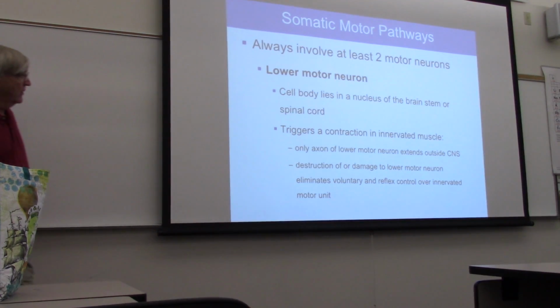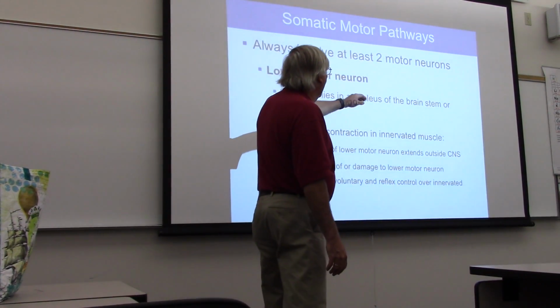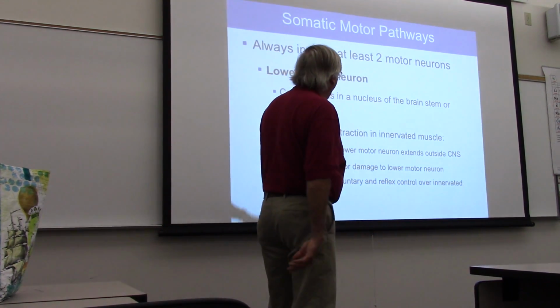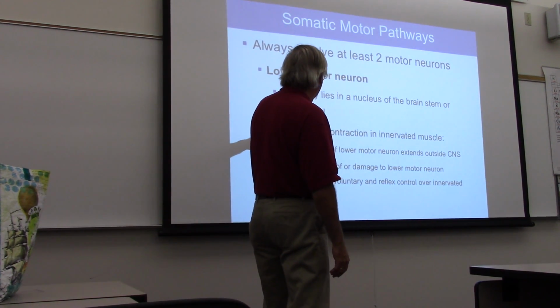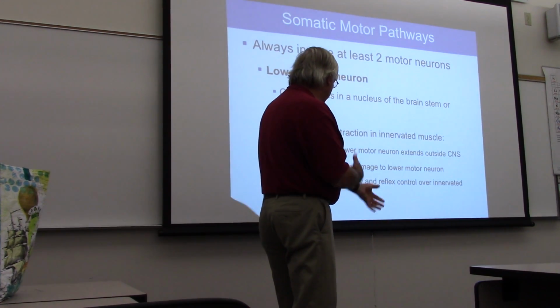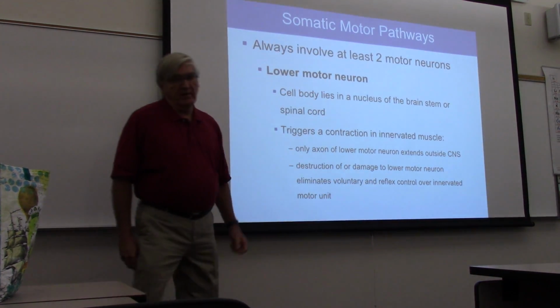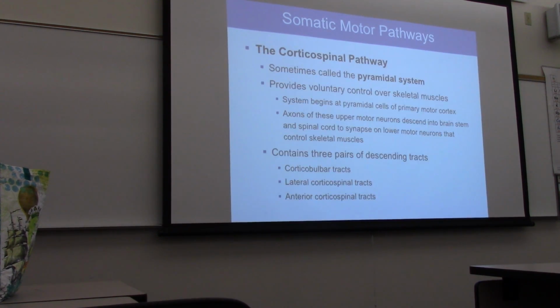So the lower motor neuron is the lower down one, but remember it's going to go this way. Cell body is either in the brain stem or in the spinal cord, and the lower motor neuron is the one that triggers that, goes all the way to the muscle itself, and the end of that muscle is the neuromuscular junction that makes it happen.